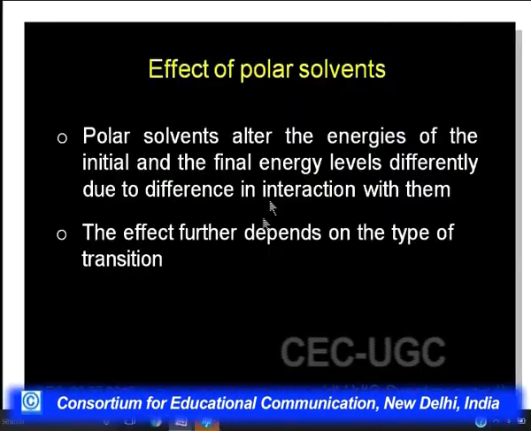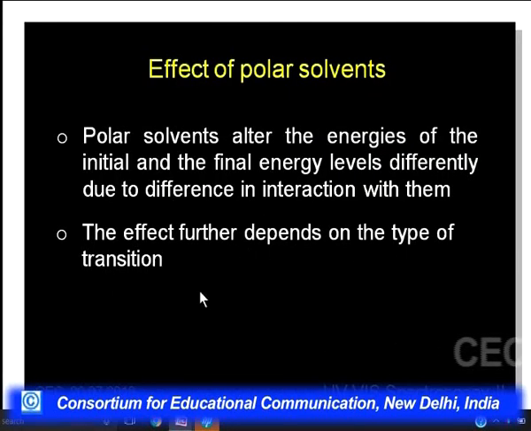And what you find is that the effect of polar solvent actually depends further on the type of transition. That's very interesting, because we know that typically the kind of transitions we observe in UV visible spectroscopy are, say, n to pi star and pi to pi star. They are the most important ones. If I add a polar solvent, it interacts with the molecules in such a fashion that the nature of interaction for the two kinds of transitions, n to pi star and pi to pi star, is different. As a consequence, the two transitions are affected in a different way, to different extents.